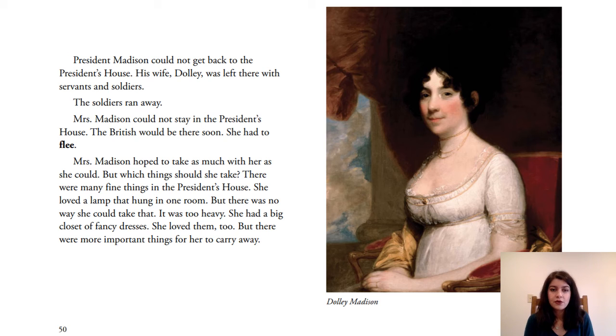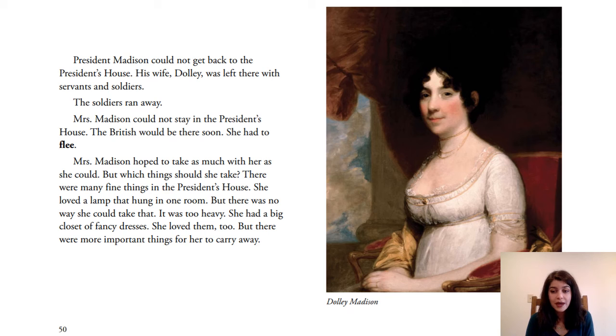President Madison could not get back to the President's house. His wife, Dolly, was left there with servants and soldiers. The soldiers ran away. Mrs. Madison could not stay in the President's house. The British would be there soon. She had to flee. Mrs. Madison hoped to take as much with her as she could. But which things should she take?